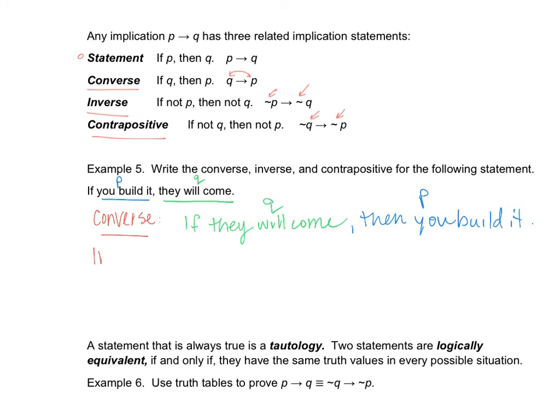Now for the inverse, we're going to keep their original order, but we're going to put some negation in there. So we're going to say, if you don't build it, so there's our negation. So if you don't build it, then we say they will, and here's our negation, not come.